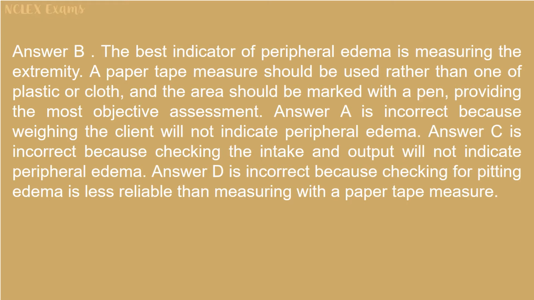Answer B. The best indicator of peripheral edema is measuring the extremity. A paper tape measure should be used rather than one of plastic or cloth, and the area should be marked with a pen, providing the most objective assessment.